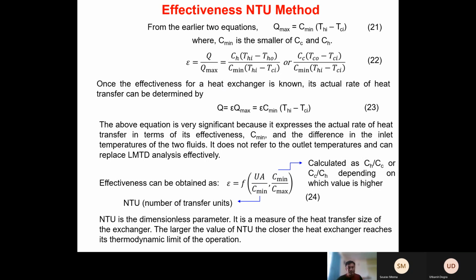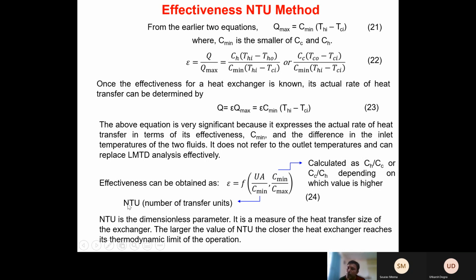Now I am saying that the only unknown here is epsilon. And this epsilon we can represent as a function of UA by Cmin. And this ratio UA by Cmin is called NTU, where U is the overall heat transfer coefficient, A is the area of the heat exchanger, and Cmin you already know, the minimum between CC and CH. So UA by Cmin is called NTU, which is nothing but number of transfer units.